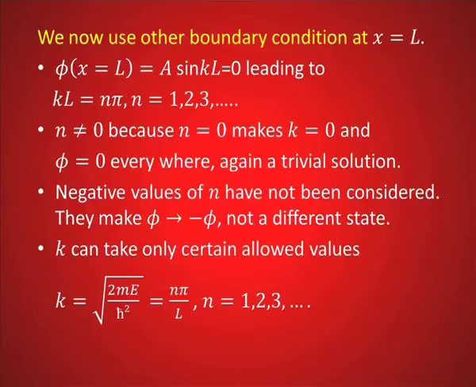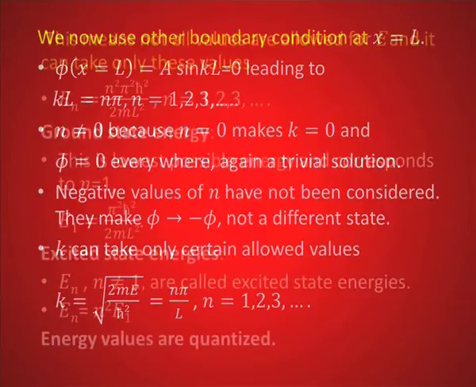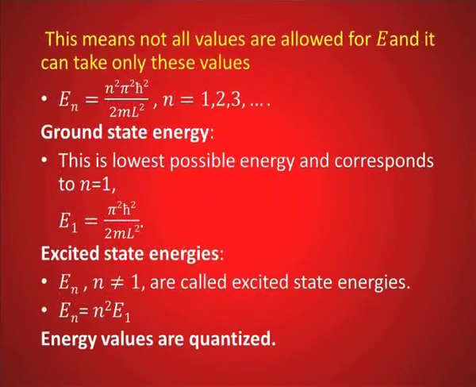Then the negative values of n need not be considered, because that will just make phi go to minus phi, and that will not be a different state. So, k can take only certain allowed values, which is k equal to root of 2 m E by h bar square equal to n pi by L, and n is equal to 1, 2, 3, etcetera, which are the integers. It means that not all values are allowed for E, and it can take only these values, which are E n equal to n square pi square h bar square upon 2 m L square, and n is 1, 2, 3. These are the quantized values of energy. No other energy values are possible.